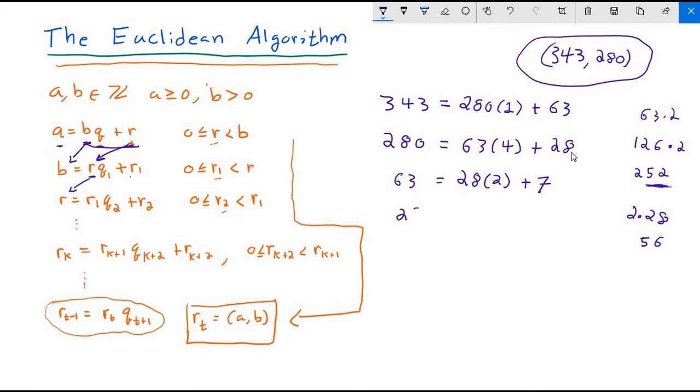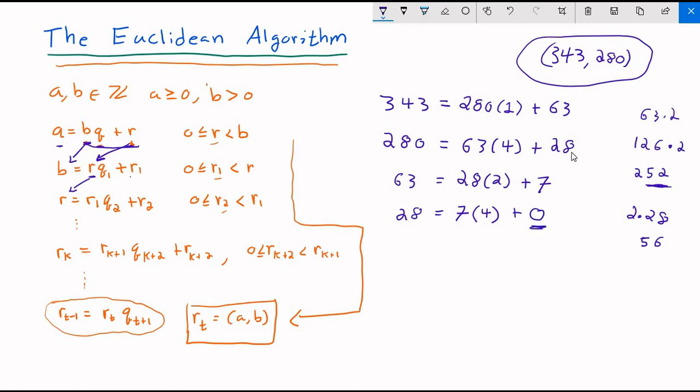So the 28 is going to come over to the left-hand side, and we're going to get 28, where now we're looking to see how many times 7 goes in, and 7 multiplied by 4 is 28. That's it. This fits in perfectly. So this is where we get a remainder of 0.